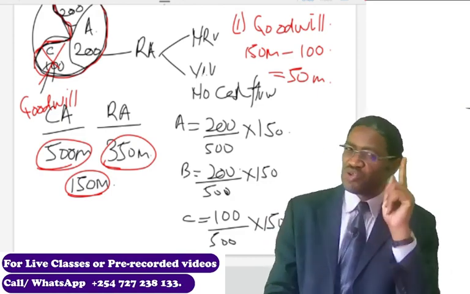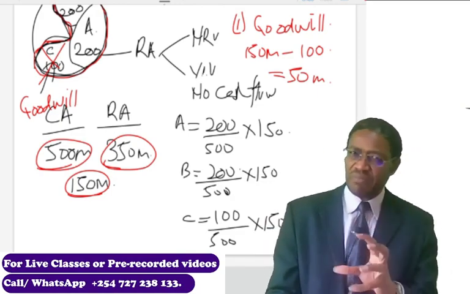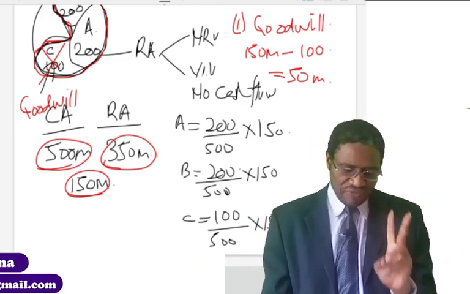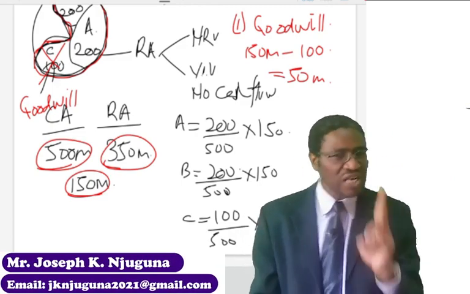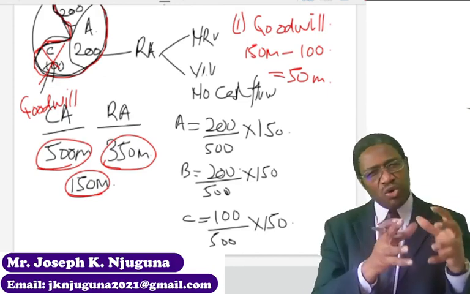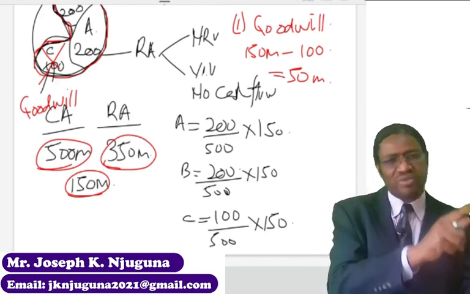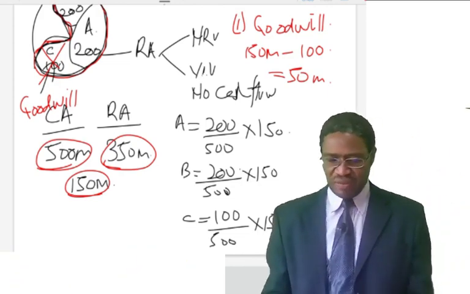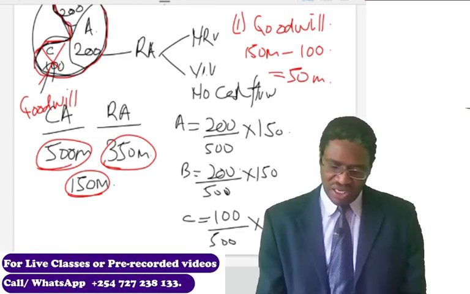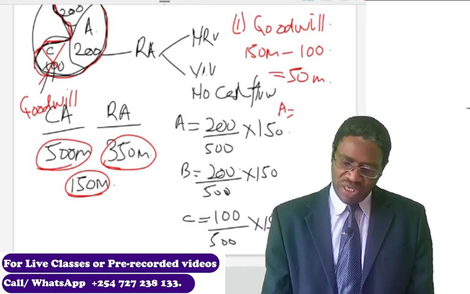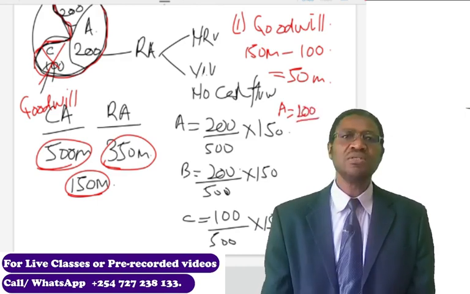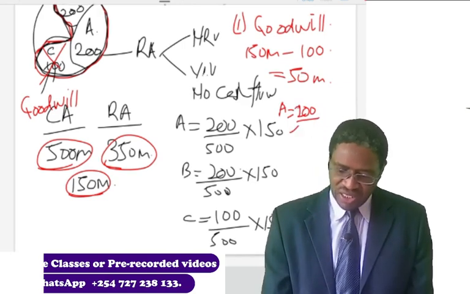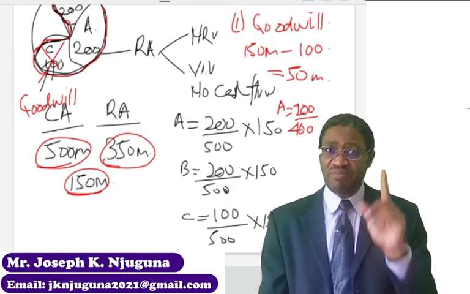Follow now. Once you are left with 50 million, remember you have two other assets in the unit, that is asset A and B. That 50 million should now be allocated between the other assets in the unit, again on the basis of their carrying amount, meaning against asset A, it will be 200 divided by 400. Mark it, divide by 400.